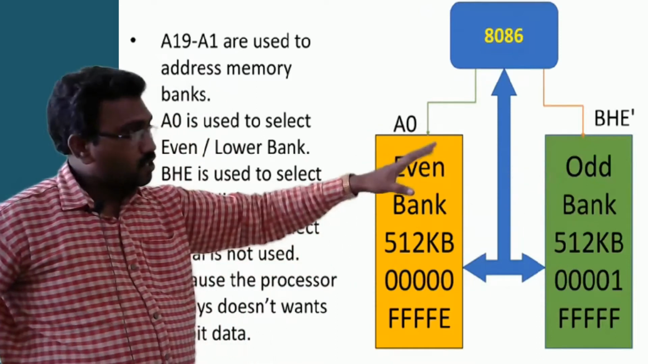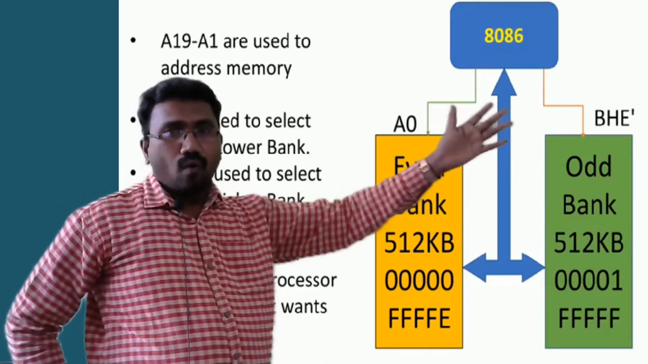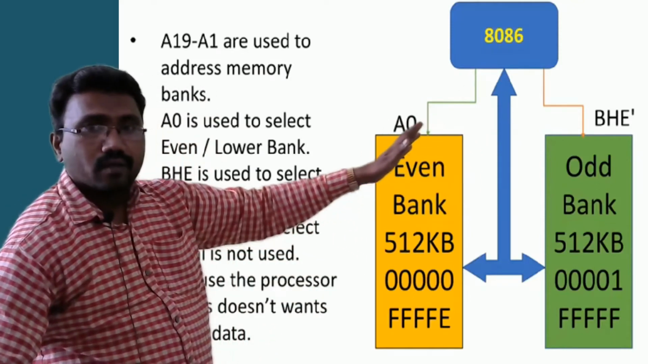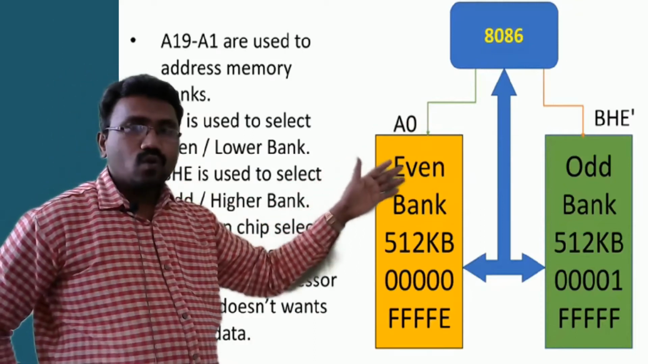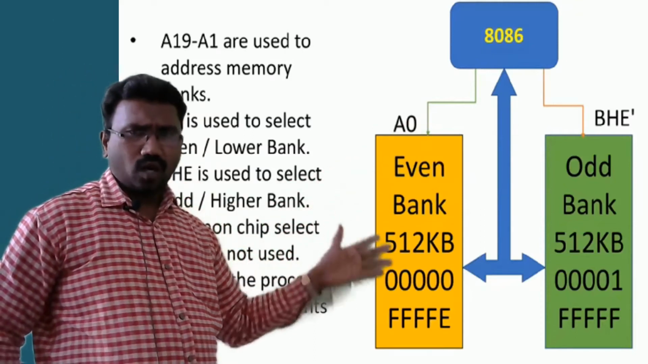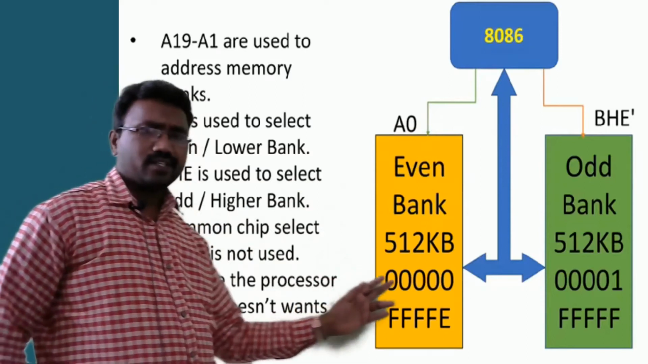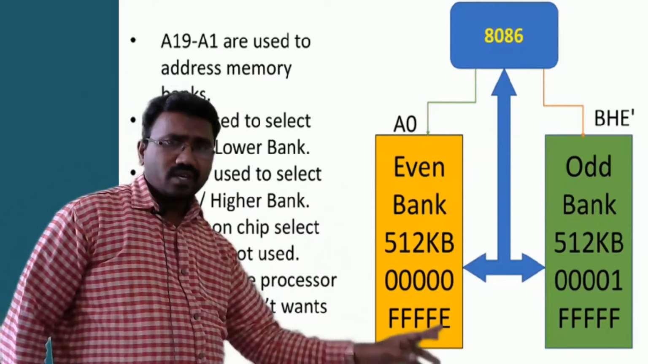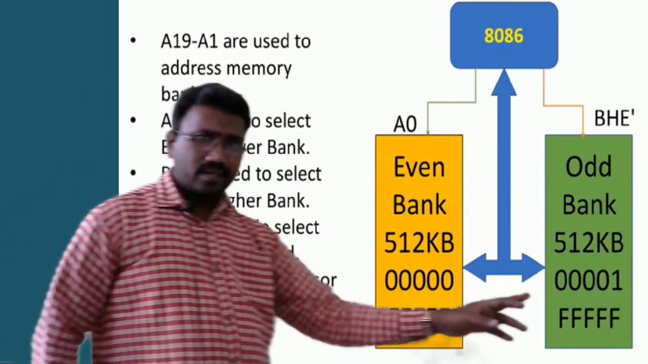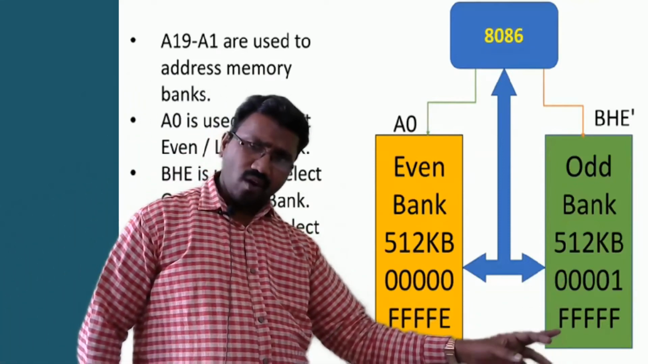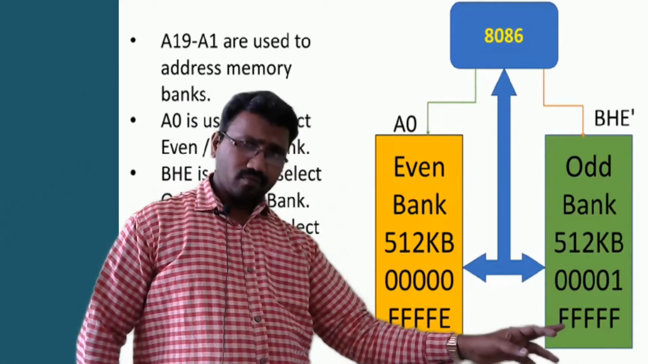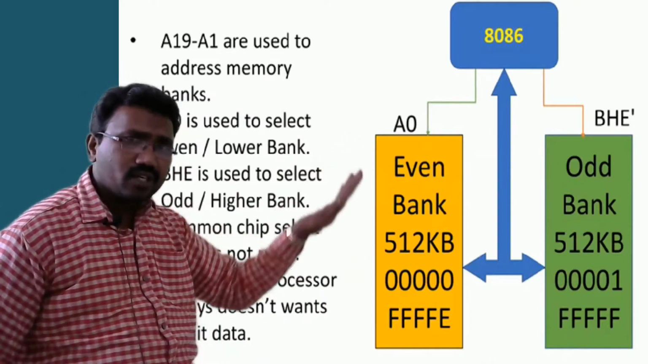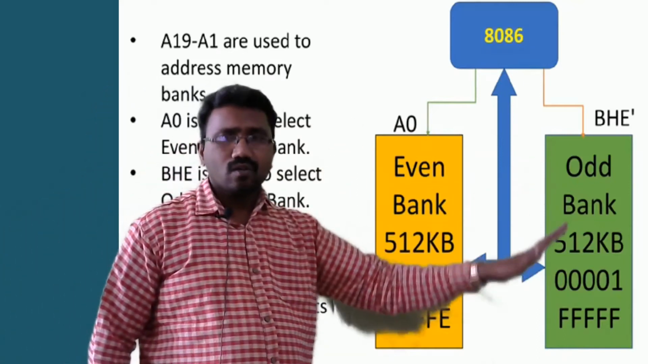1 MB is equal to 1024K. 1024K is divided into 512K and 512K. So what are the even addresses? 0, 2, 4, 8 and so on. The starting 20-bit address in hexadecimal is 5 zeros, up to 4FE. These are the even addresses. What are the odd addresses? 1, 3, 5 and so on. The last one, 5F, 4F, sorry, 5Fs is the last address. So even addresses are assigned to the even bank, odd addresses are assigned to the odd bank.